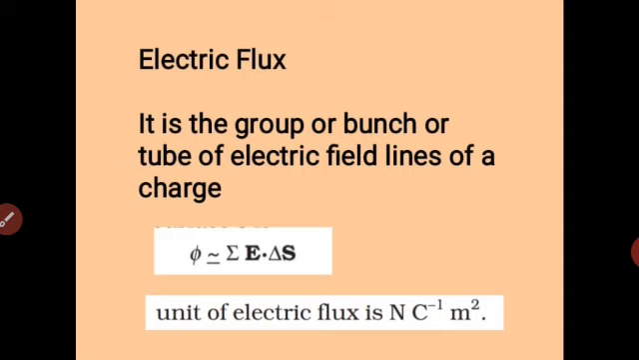The electric flux is given by the formula phi equals summation of E dot ds. E is the strength of the electric field and delta S is the surface area under consideration. So we see that electric flux is the dot product of two vectors, that is, electric field and the area element. The unit of electric flux is Newton per Coulomb meter square.